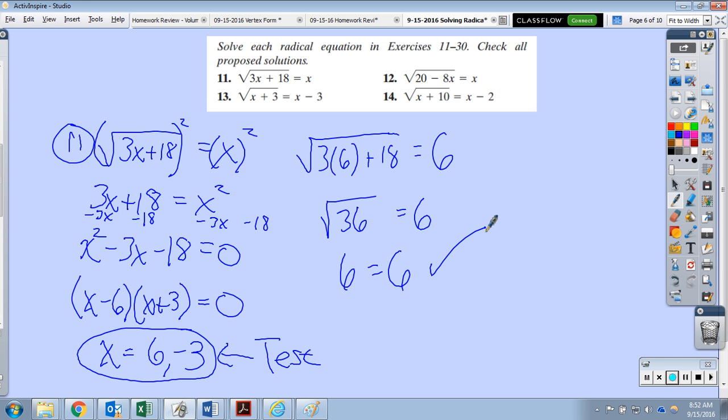All right, so that worked. Let's test negative 3. Oh, I already see an issue here. The principal root is negative? No, that's never true. I don't need to go any further. So the only solution we have is 6. So we go back over here, and I want you to clearly do this when you do these problems. That's not it. So our only answer that worked was 6.